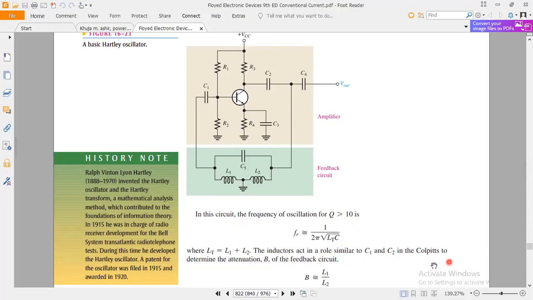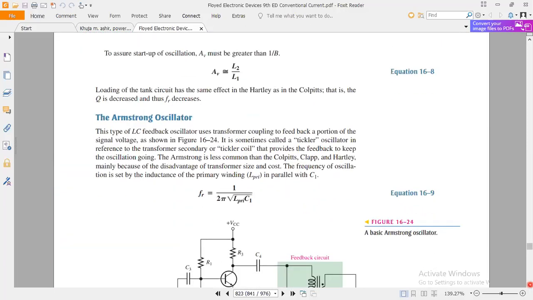The ratio determines the attenuation of the feedback circuit, B equal to L1 divided by L2. To ensure startup of oscillation, the voltage gain must be greater than 1 upon B, meaning the reciprocal of the attenuation. The approximate voltage gain formula would be L2 divided by L1. By this ratio, we get the value of the voltage gain.